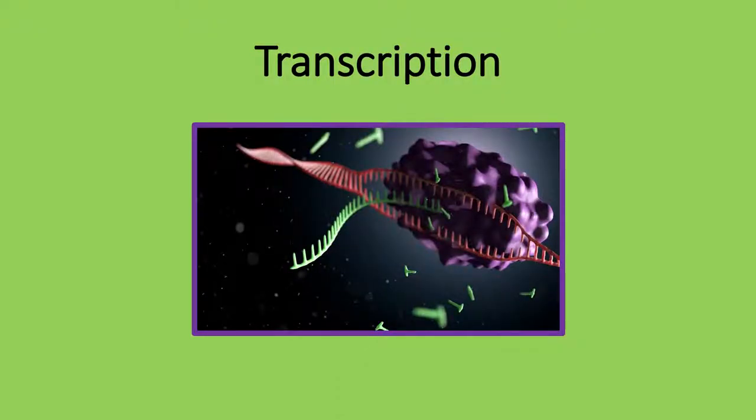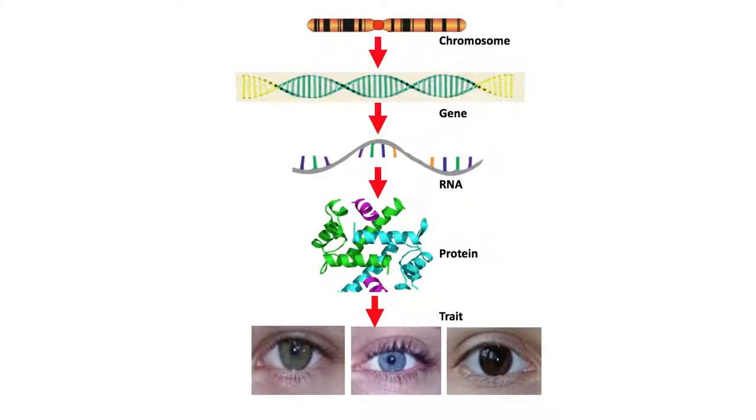Welcome to the lesson on transcription. It's always important to keep the big picture in mind, and the big picture here is how do we get from DNA to actual physical traits, like for example, eye color or height or hair texture. And it begins with the DNA, and the DNA is organized in these chromosomes.